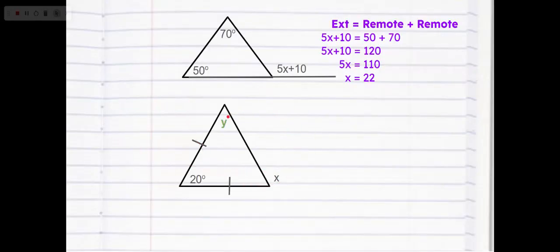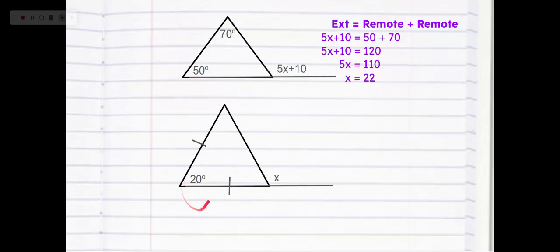Here's another example. Let me finish labeling it. Okay, here I have a triangle with an exterior angle. One thing I notice is that these little dash marks mean these two sides are the same, so this is an isosceles triangle. Recall last class we reviewed isosceles triangles. These two sides are the same, so the base angles are going to be the same.